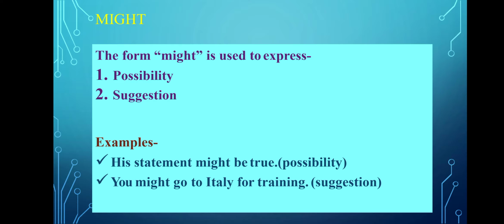Next one is might. The form might is used to express possibility and suggestion. Examples: his statement might be true. So there is a possibility that his statement might be true. You might go to Italy for training. Now this is an example of suggestion. Somebody is suggesting to you that you might go to Italy for a particular training.